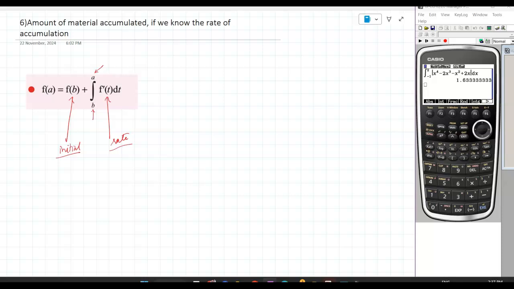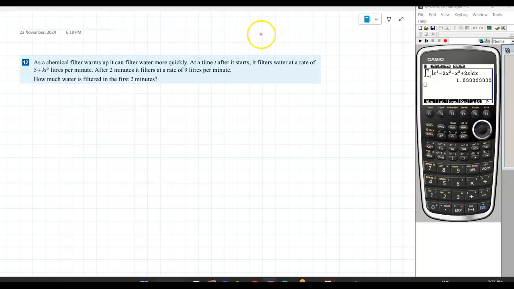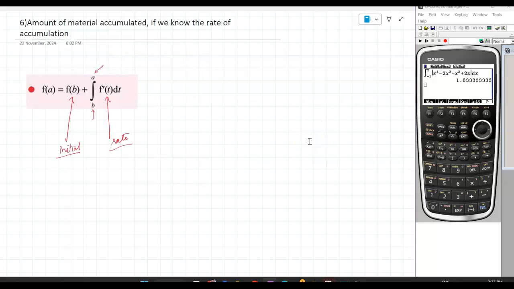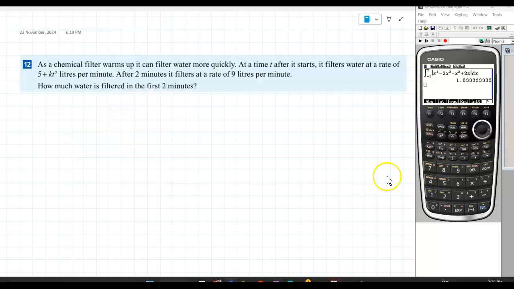Everything is there. Read this up. This is where you have to apply the formula. How do you know K is 1? 9 equals 5 plus K. Oh yeah, correct. Very good.